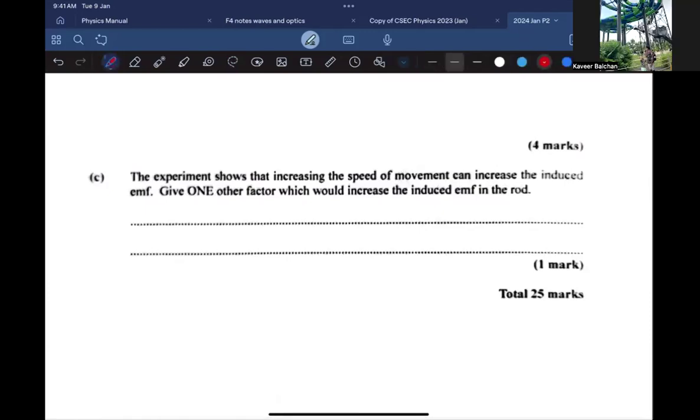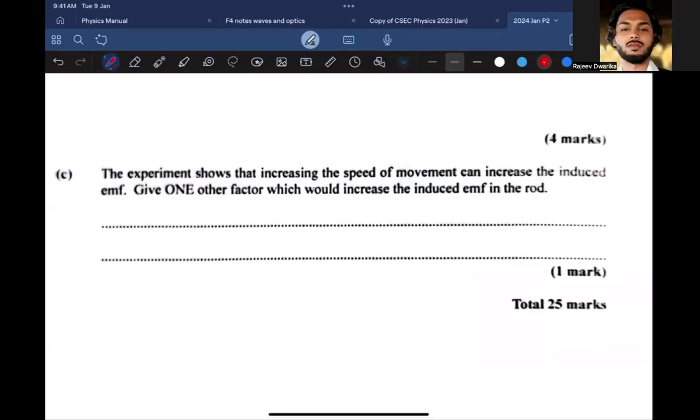The experiment shows that increasing the speed of movement can increase the induced EMF. Give one other factor which would increase the induced EMF in the rod. Okay, what do you think? We could change the magnetic field to generate a greater EMF? Would I use a stronger magnet or a weaker magnet? Stronger, yeah, Justin.